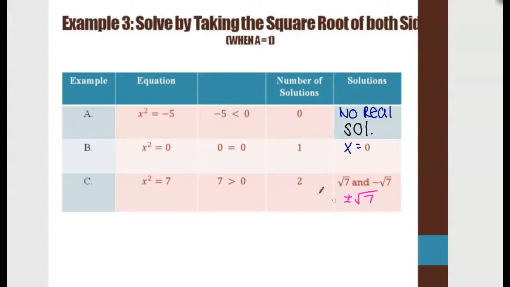So when you have 2 solutions and there's a square root, you can write it as a plus or minus in front or as 2 separate radicals. You can write it as a single or 2 separate.